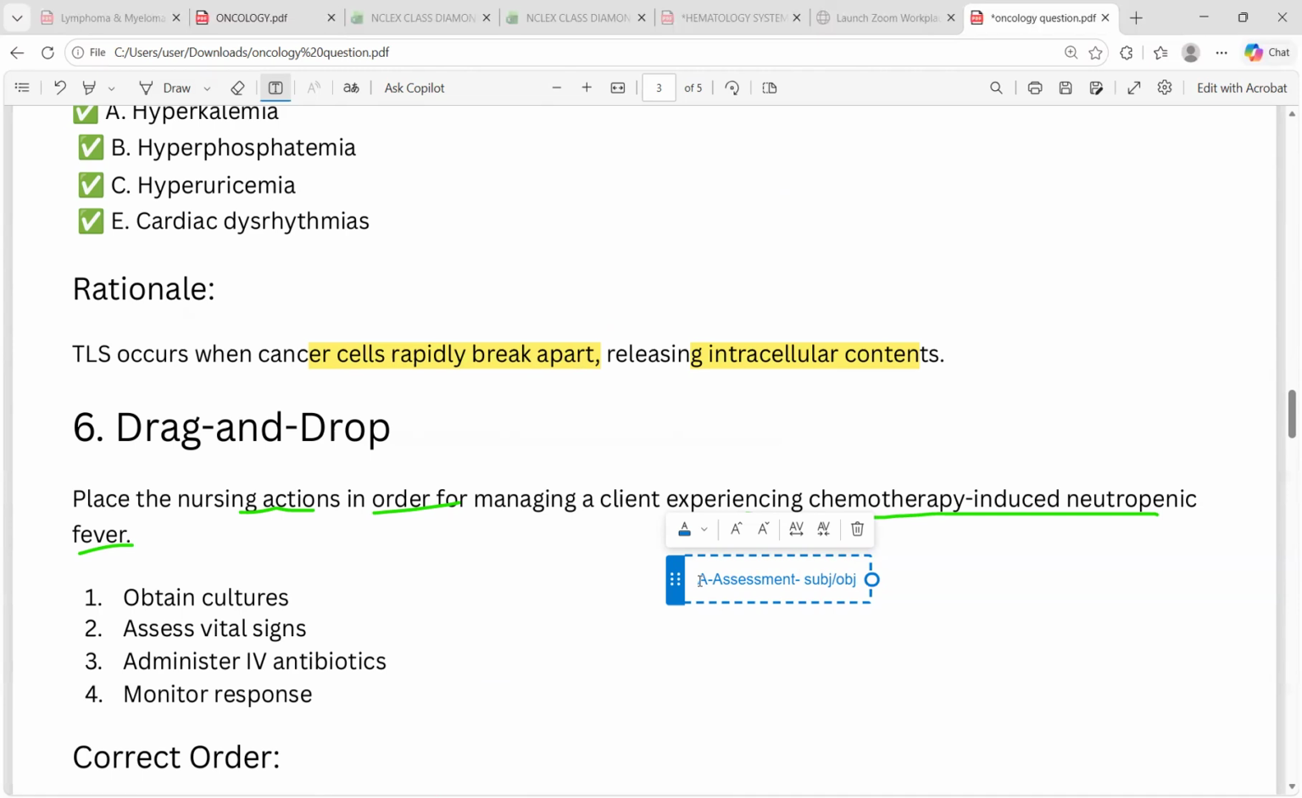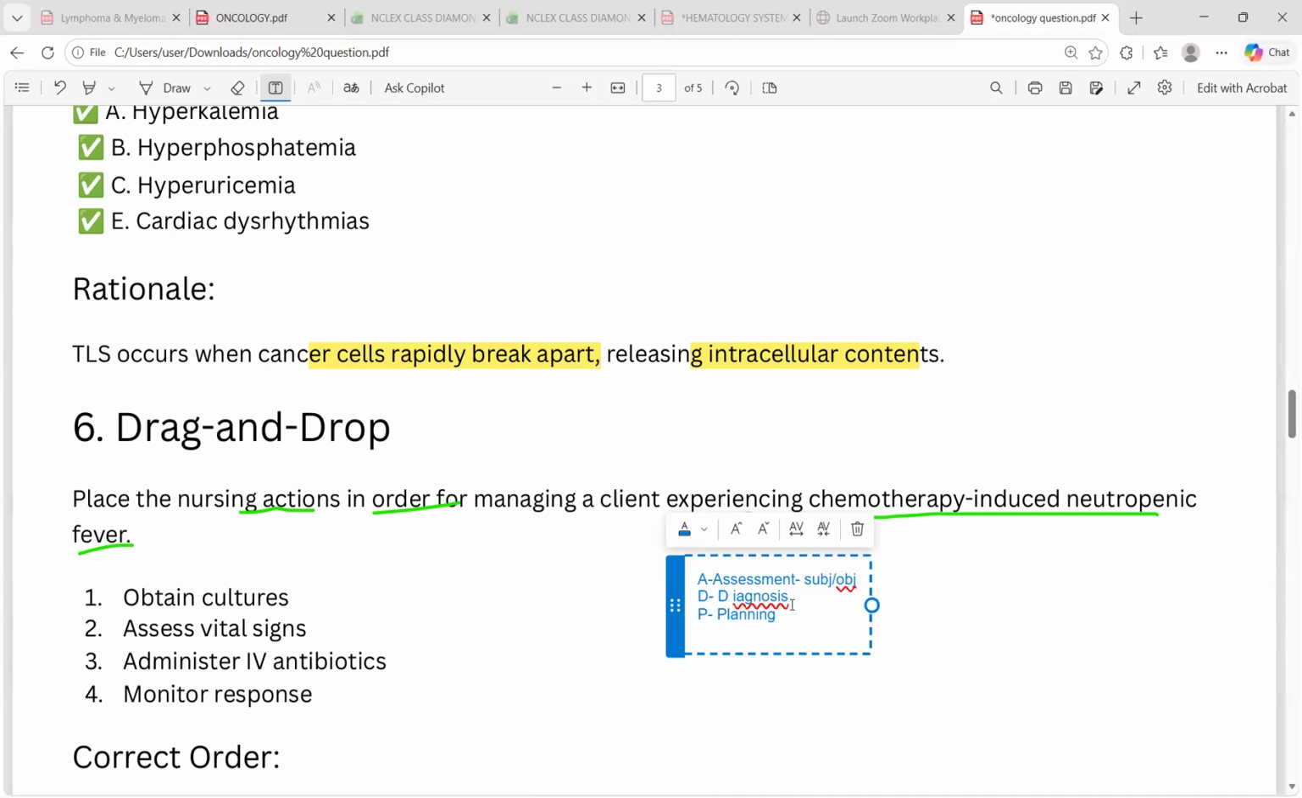D means diagnosis. Diagnosis means that according to the assessment findings, we can make a nursing diagnosis. And P means planning. That means, according to the priority of the problem, we need to plan the care.